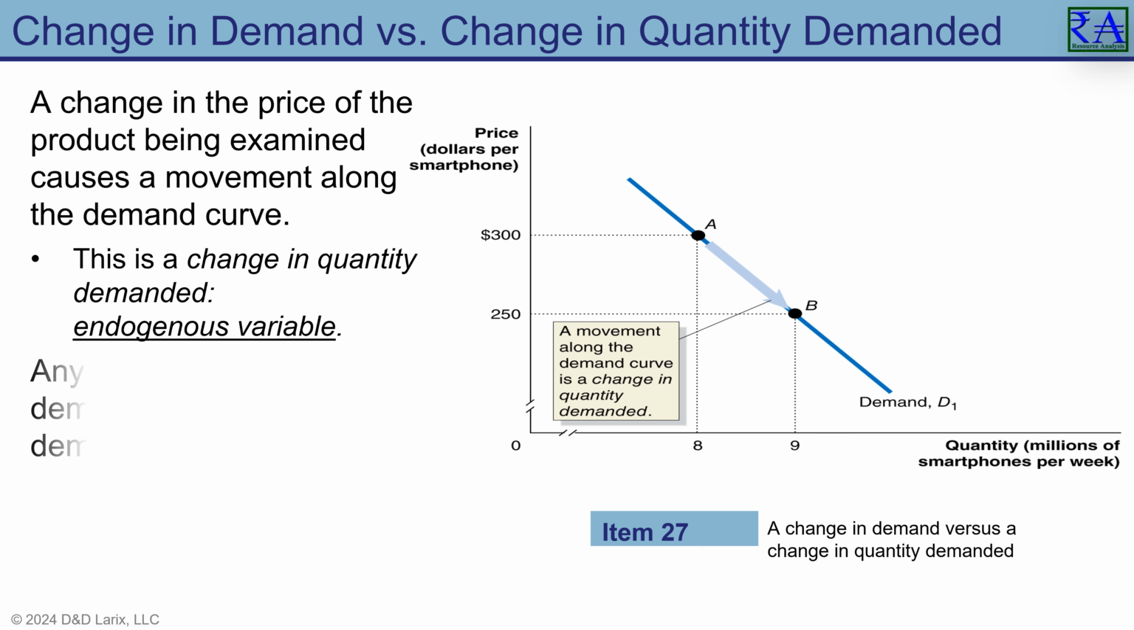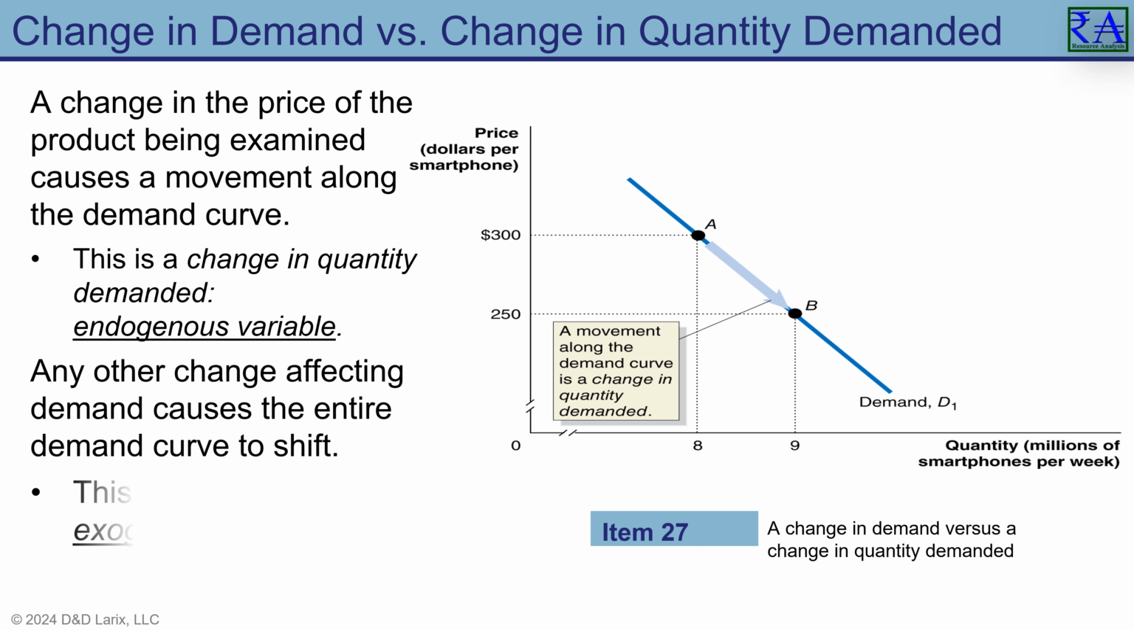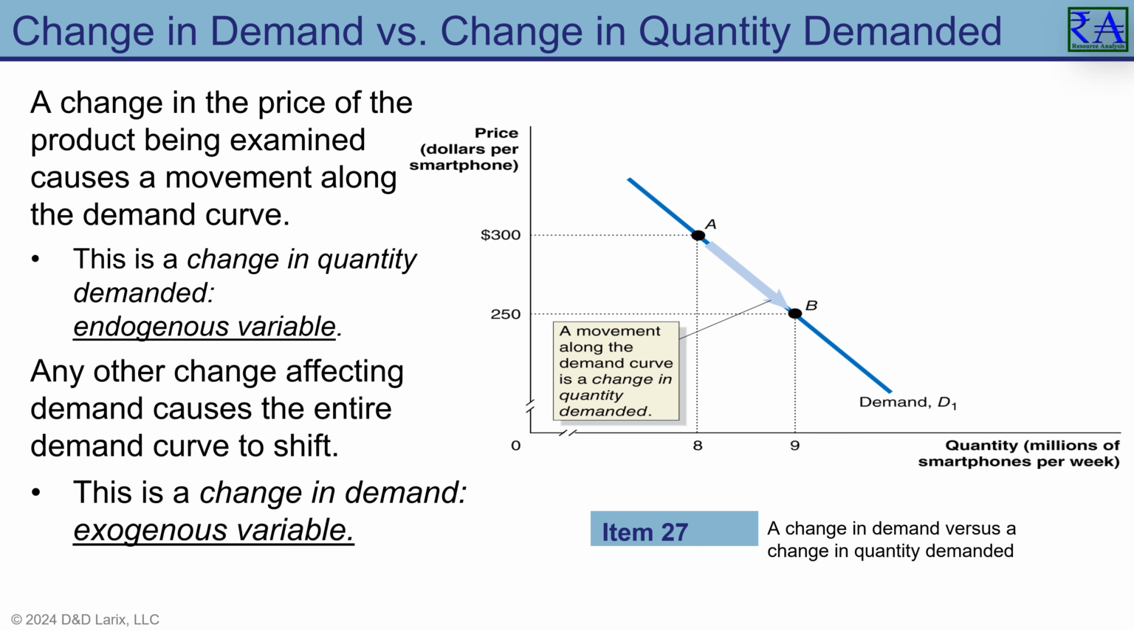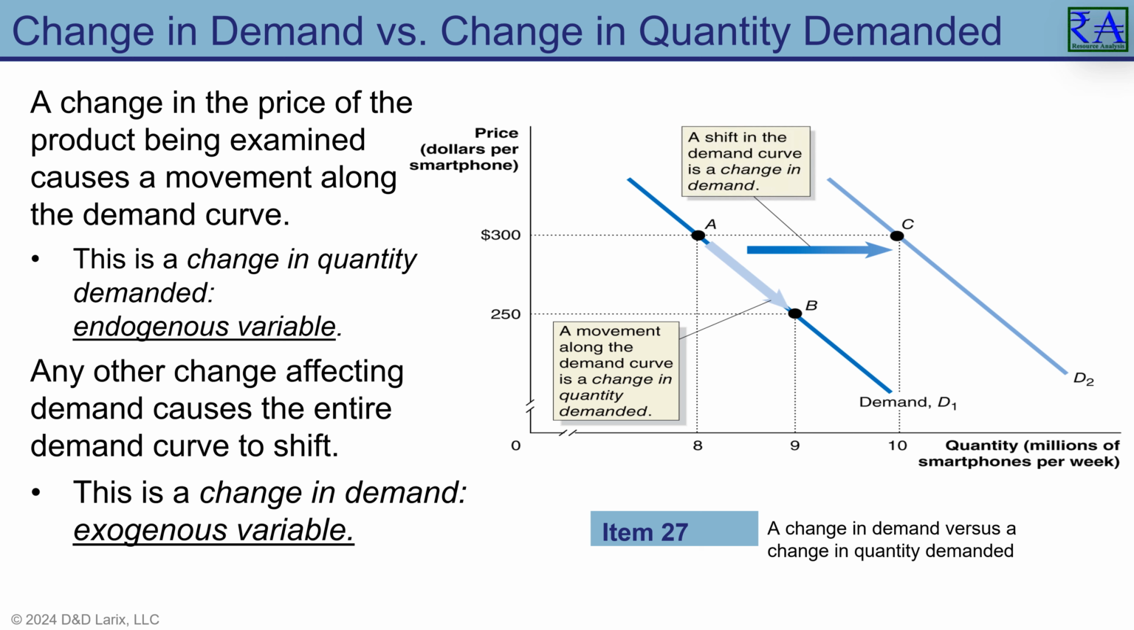A change in demand refers to a shift in the demand curve. A shift will occur if there is a change in one of the variables other than the price of the product that affects the willingness of consumers to buy the product. Since the changed variable is from outside the graph, it is called an exogenous variable.